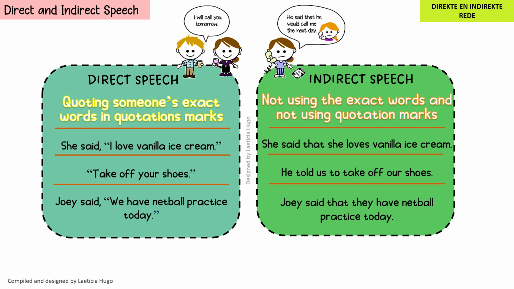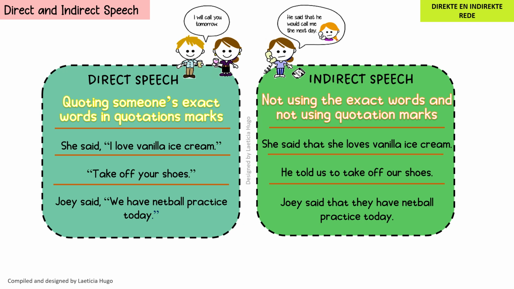So a word has been added. It's the "that". And of course, the "I" becomes a "she" because we're talking about her. Then the second one, "he told us to take off our shoes". Why is "he told us" there? Because as you look at the sentence on the left-hand side that says "take off your shoes", you know that is what he is saying. And of course, the person that heard him would know it is a he. So he told us to take off our shoes.